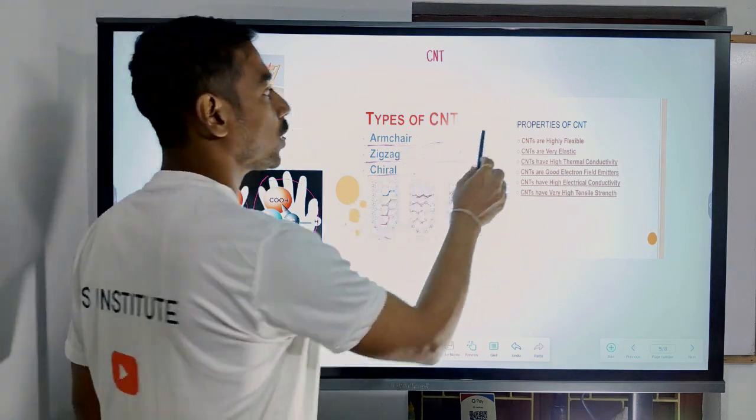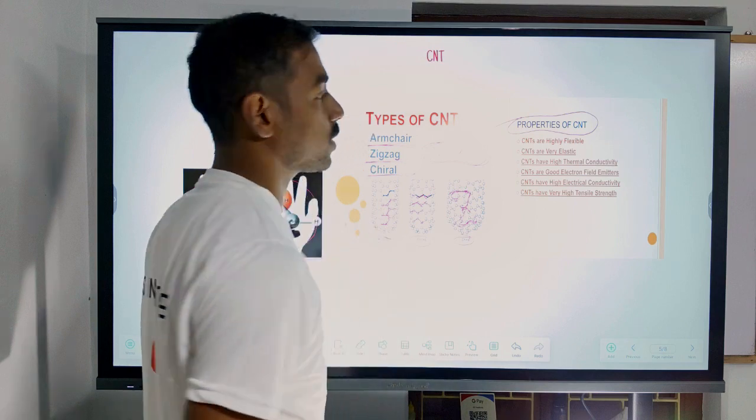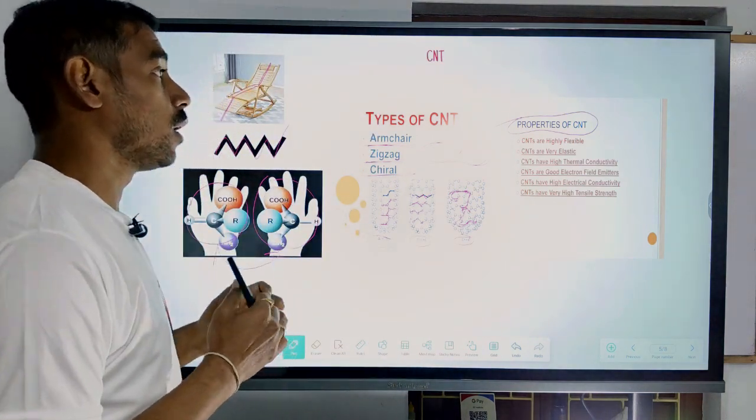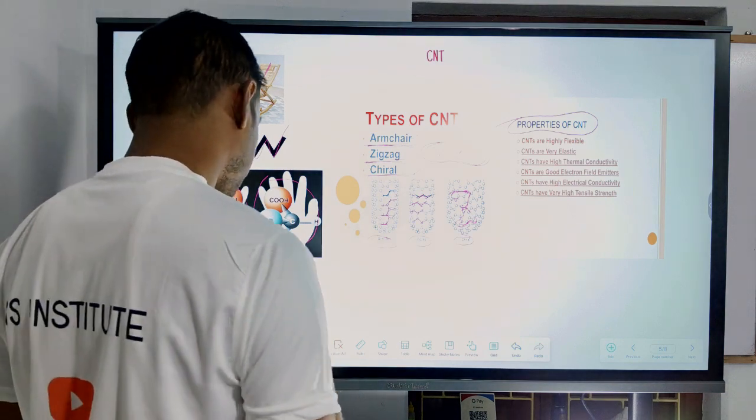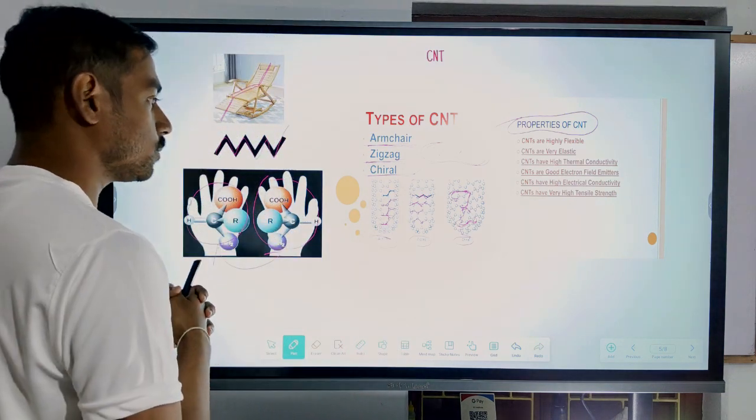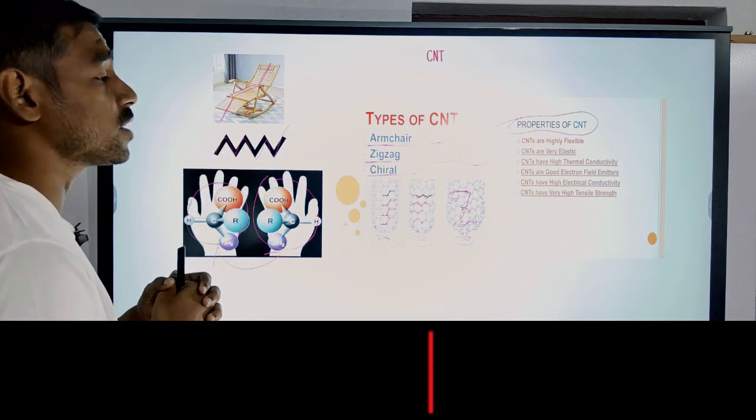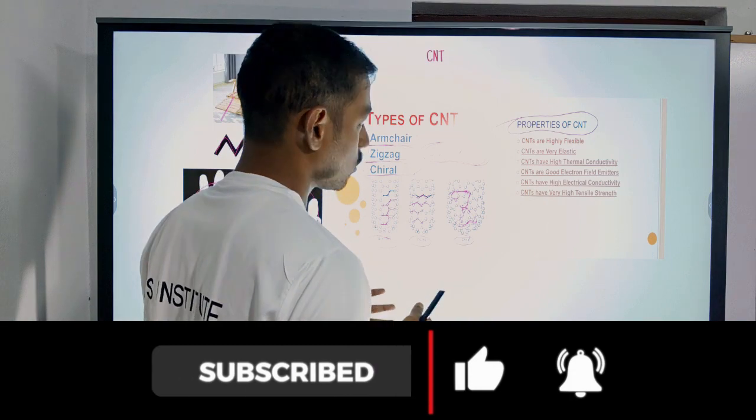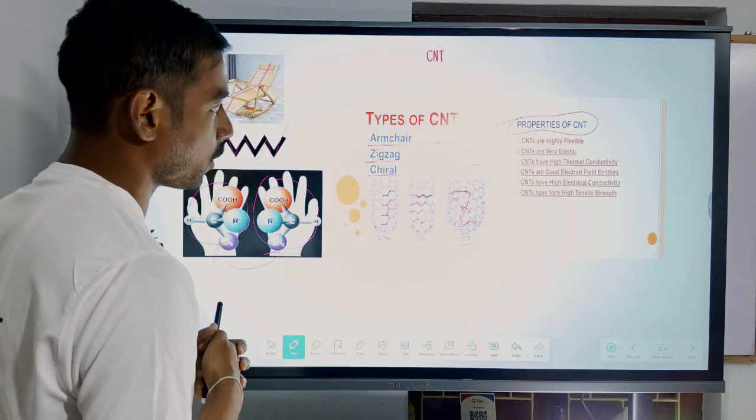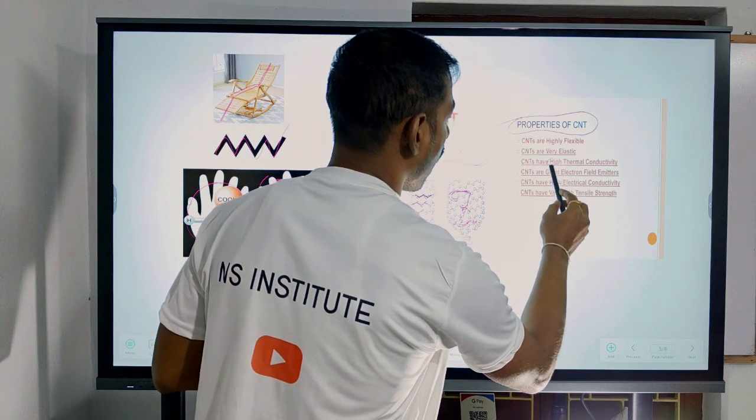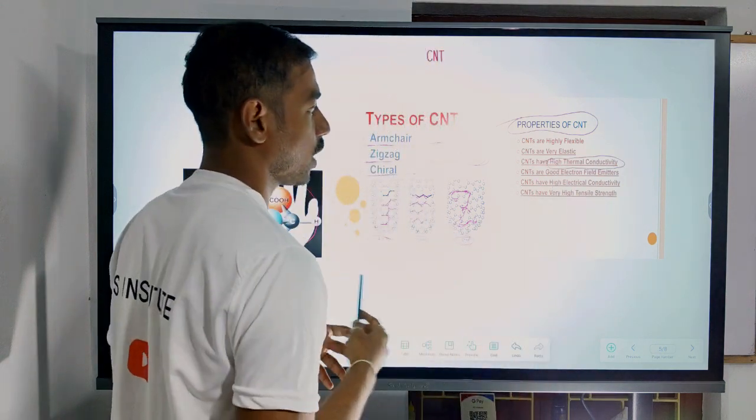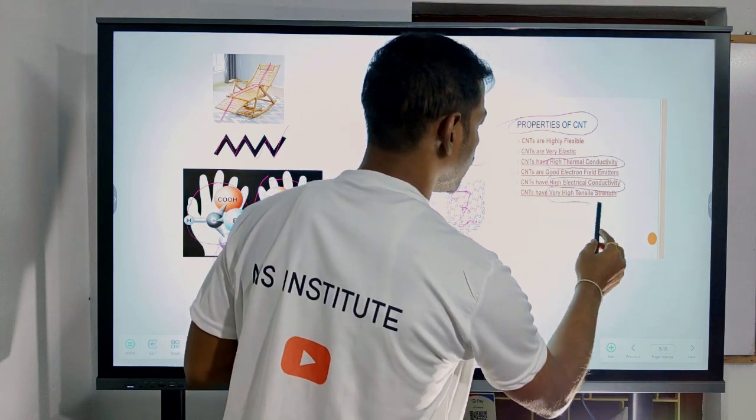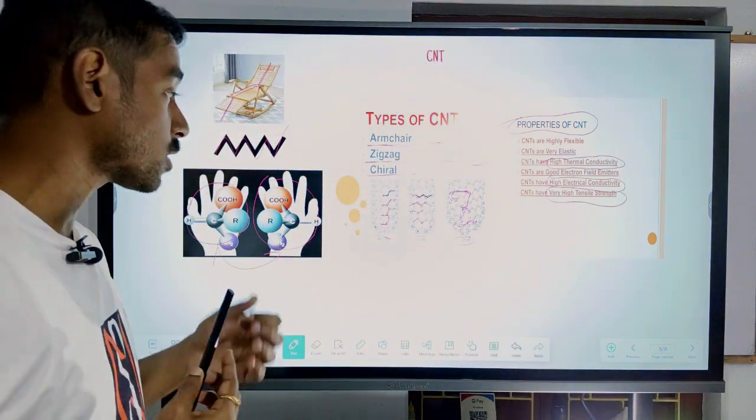Now coming to the important properties of CNT. Due to their unique molecular structure, CNTs have some extraordinary macroscopic properties. So what are those extraordinary macroscopic properties? It has high thermal conductivity, it has high electrical conductivity, it has very high tensile strength, and some extra points are also there.